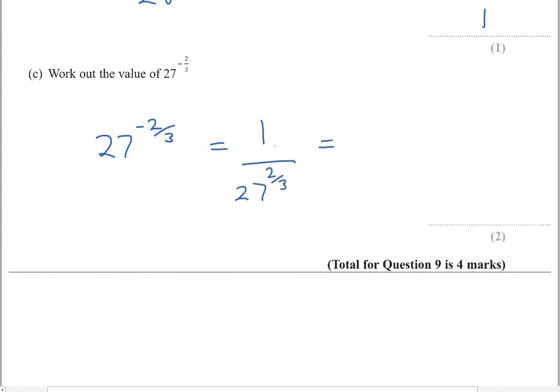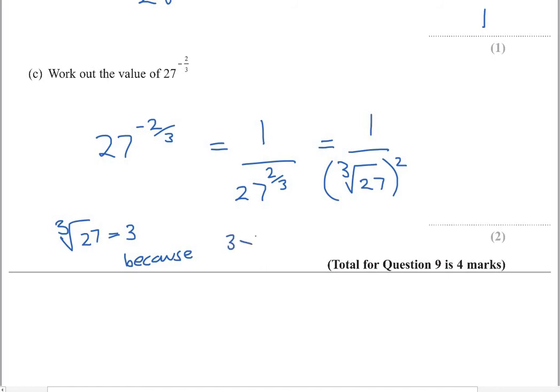Right. So anything to the negative power is just the same as 1 over that. And 27 to the 2/3 is just the cube root of 27 squared. We know the cube root of 27 is 3 because 3 times 3 times 3 is 27. So this just equals 1 over 3 squared, which equals 1/9. So our answer is 1/9.